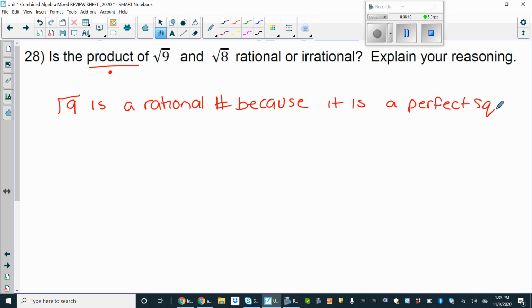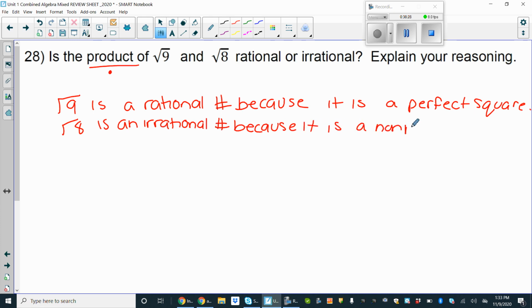And the square root of 8 is an irrational number because it is a non-perfect square.